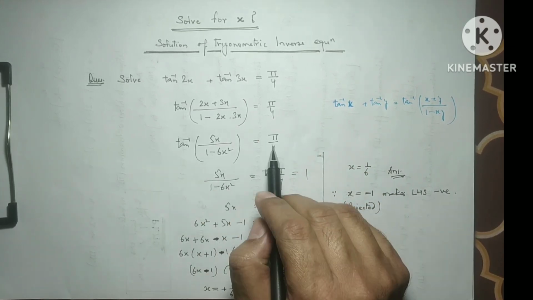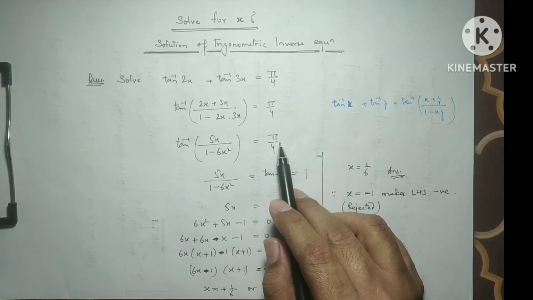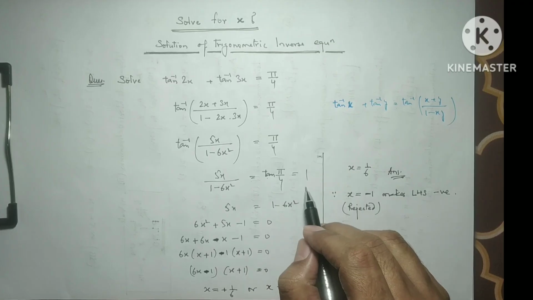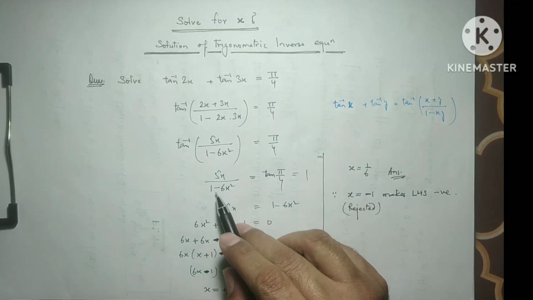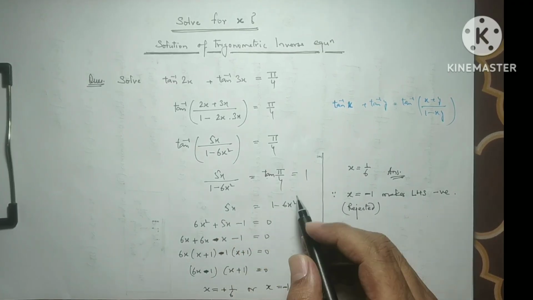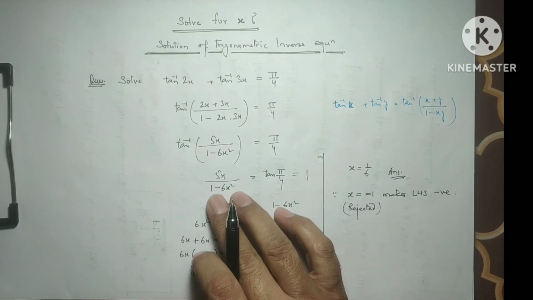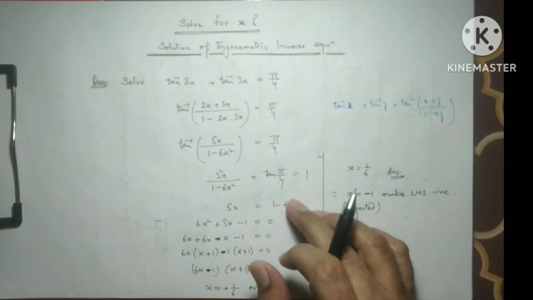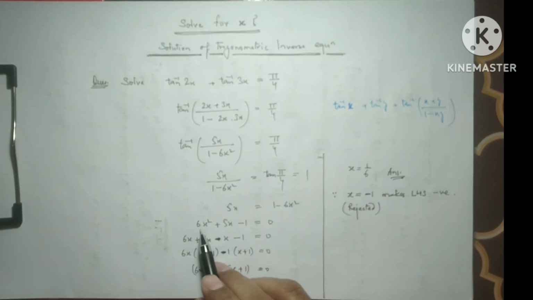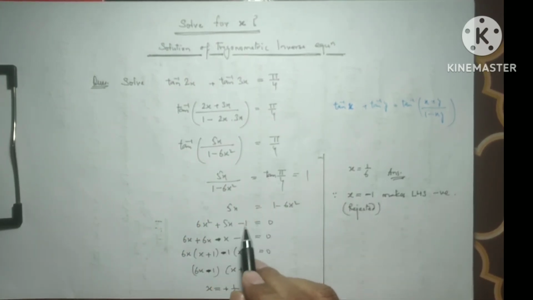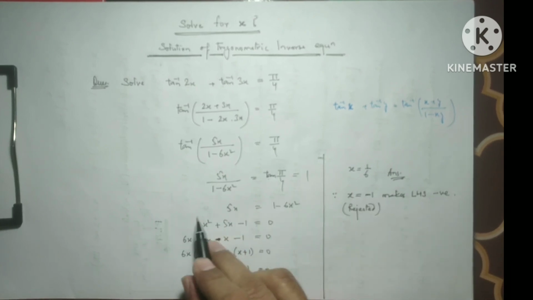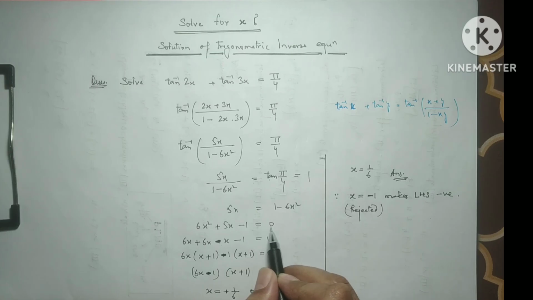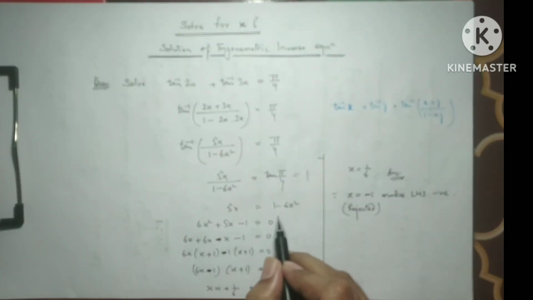So when tan inverse comes to this side, that becomes tan of pi by 4, which will be 1. So 5x over 1 minus 6x square equals 1. On cross multiplying, 5x equals 1 minus 6x square. So on taking these on the left hand side, we get 6x square plus 5x minus 1 equals 0.